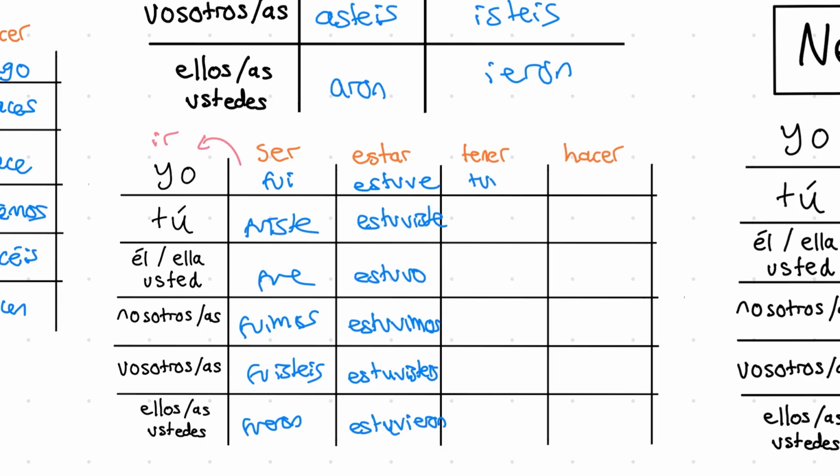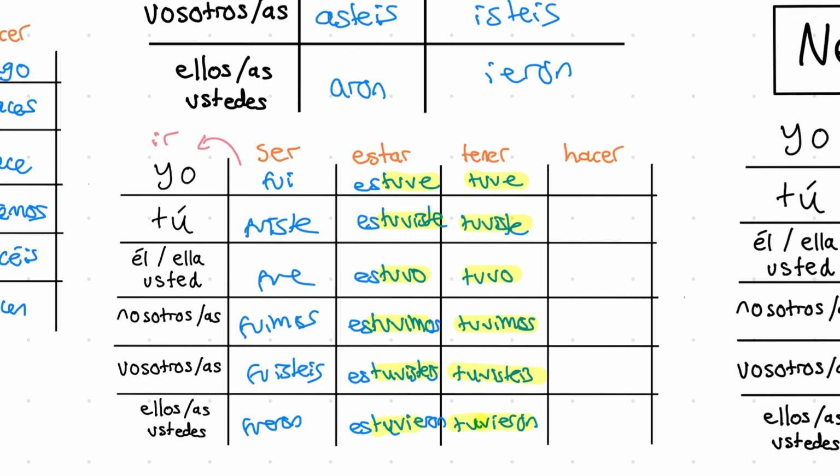Then for tener, actually, you'll notice if I start writing them. So tener, we've got tuve, tuviste. There's a few similarities between the ones for estar and the ones for tener. So this tuve is at the ending of the estuve. Just a similarity to point out. Tuvo, tuvimos, tuvisteis, and lastly, tuvieron. So yeah, as I said, they're quite similar to the endings of the ones for estar. So that should help you learn them.